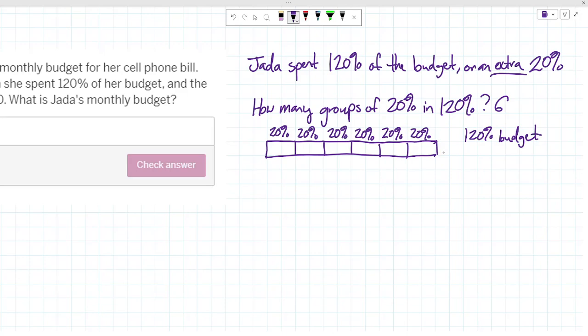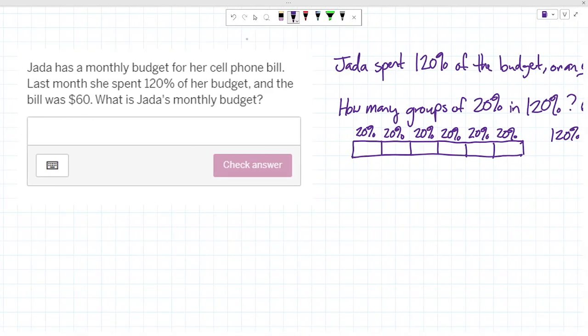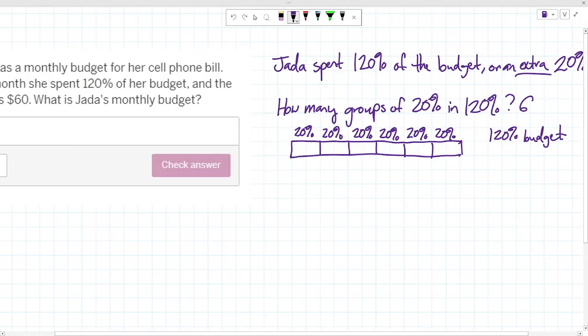And how much money was that? She spent $60. So we have $60 total that we broke into 6 equal groups. So how many things are in each group? How many dollars in each group? 60 divided by 6, that's going to be 10. So we know that we have $10 in each of these groups.